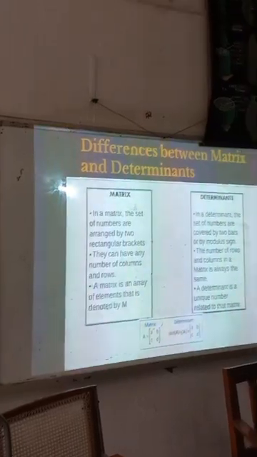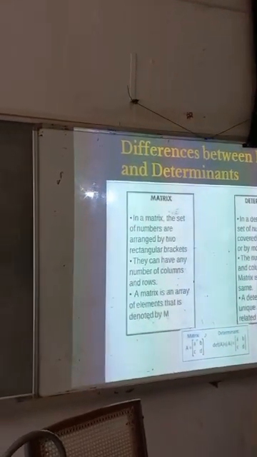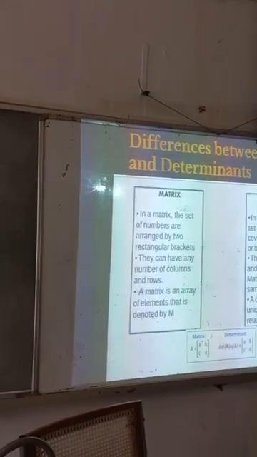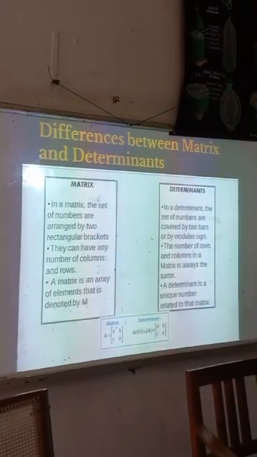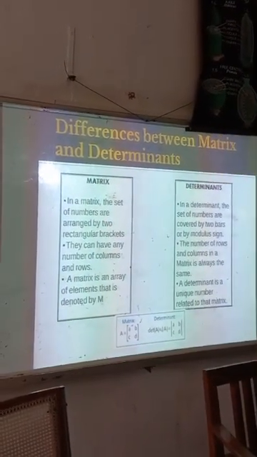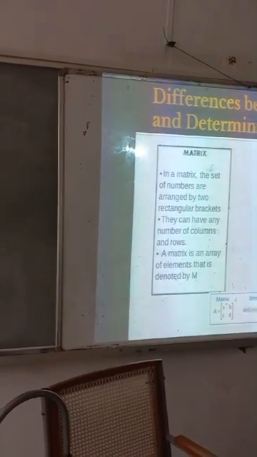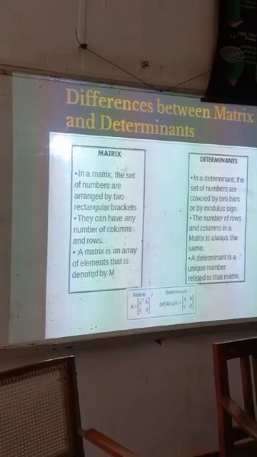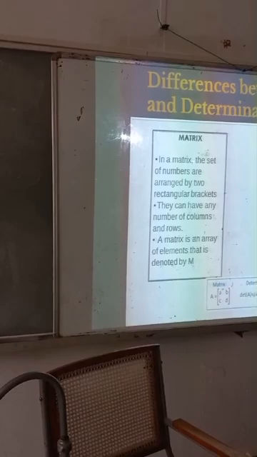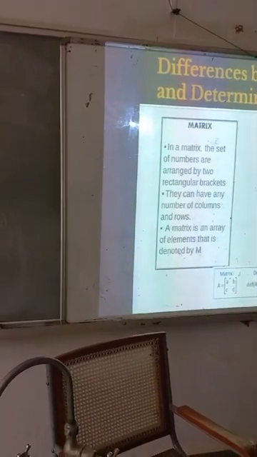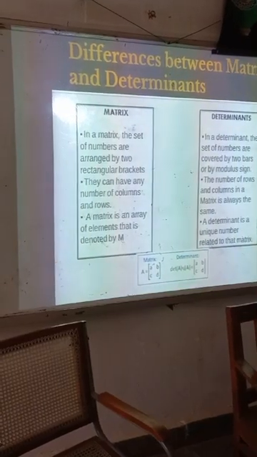Now, the difference between matrix and determinants. In a matrix, the set of numbers are arranged by two rectangular brackets. In a determinant, the set of numbers are covered by two bars or by a modulus sign. A matrix can have any number of columns and rows, but in a determinant, the number of rows and columns is always the same. A matrix is an array of elements, while a determinant is a unique number related to that matrix.